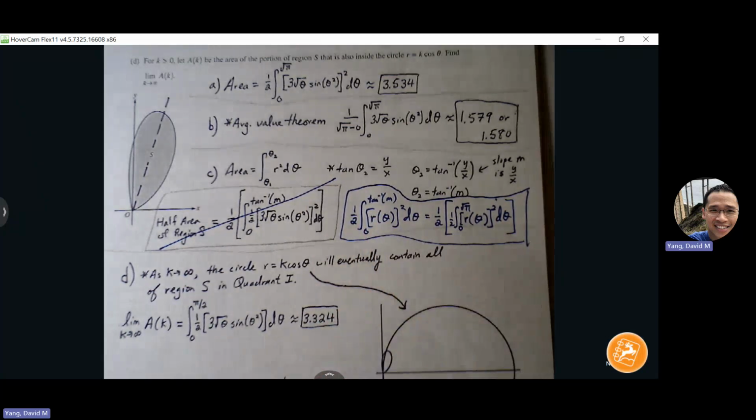So one way to do this is we know that this is the full area of S. If I halve that, then that should be equal to the integral from 0 to inverse tangent of m of r squared d theta. So I think, sorry, this is not correct. I should create an equation where either I double this or I halve the entire area, but either way, I need both to be equal to each other.